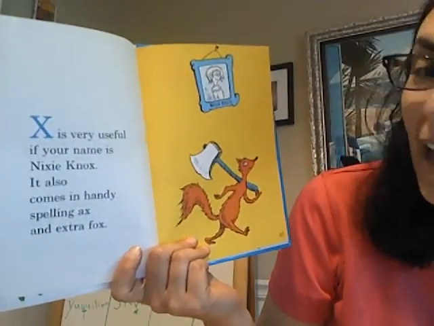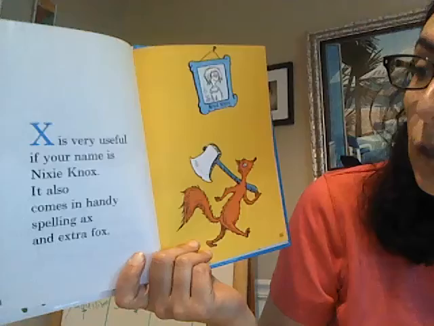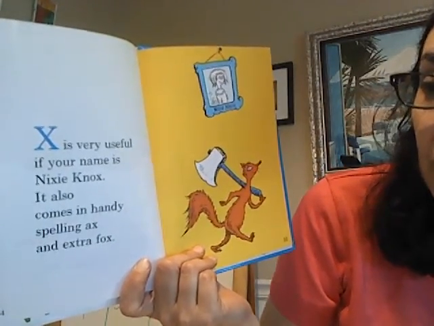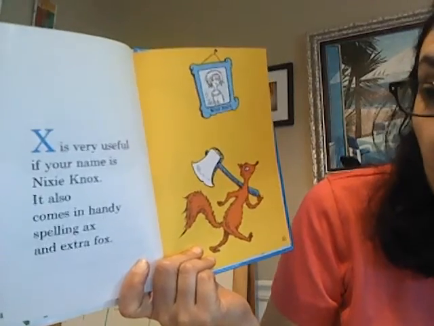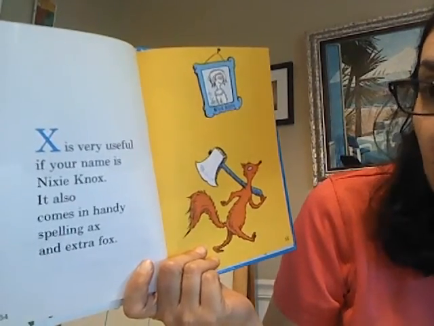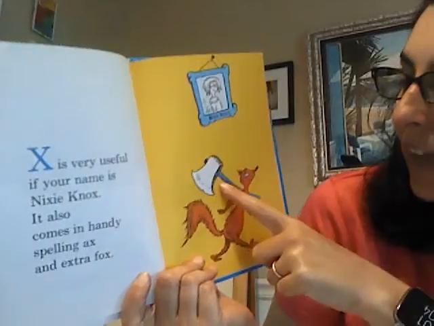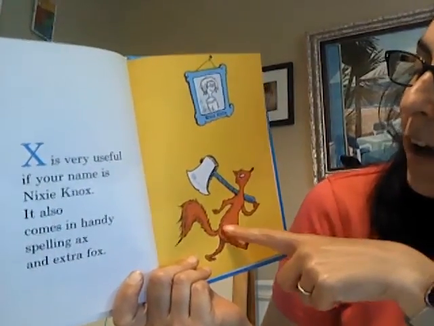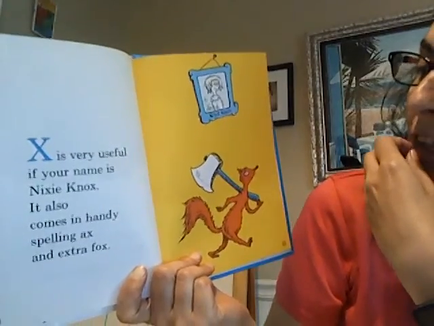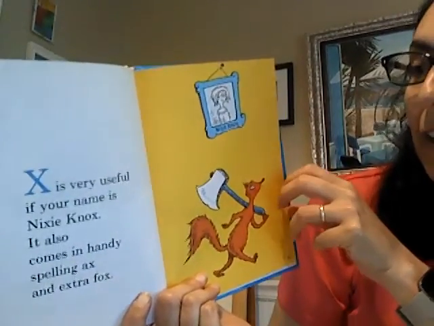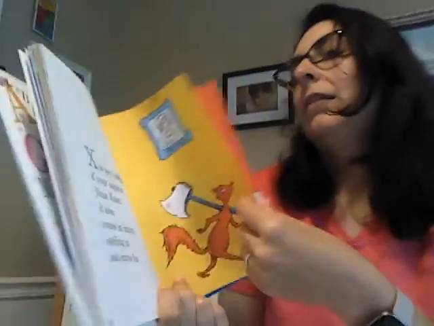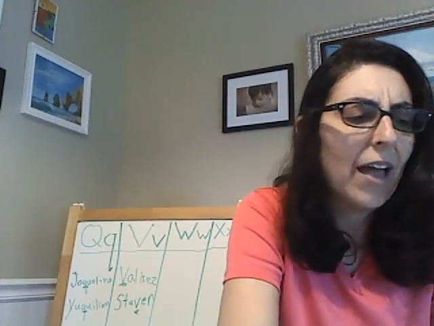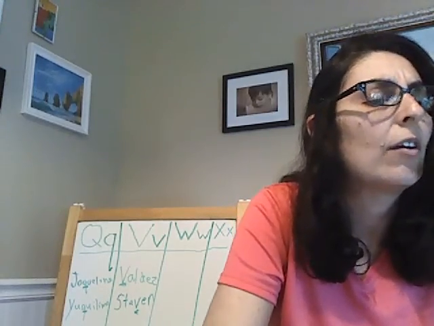And now for the letter X. X is useful if your name is Nixie Knox. It also comes in handy spelling axe. That's the axe right here. And an extra fox. Extra. There you go. So those are letters that letter X, we don't see it all that often in our language.